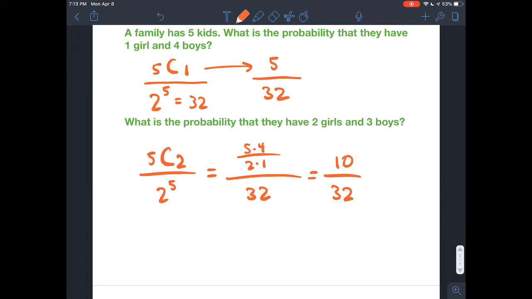It's almost a third, a little under 33% probability that you will have 2 girls and 3 boys. And obviously it's symmetrical, right? You could replace girls and boys, it would be the same. So the probability that you get 2 boys and 3 girls would be exactly the same, 10 over 32.